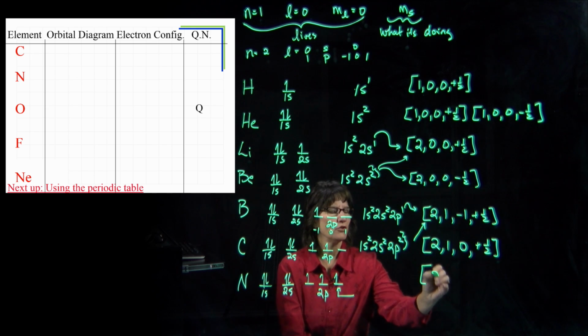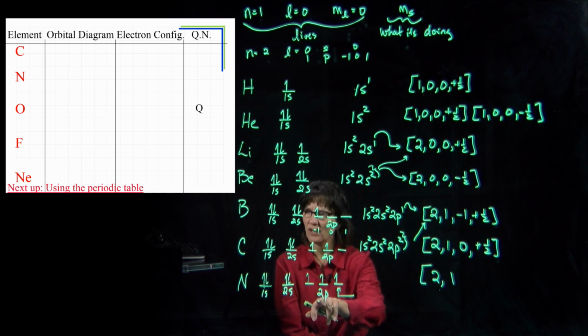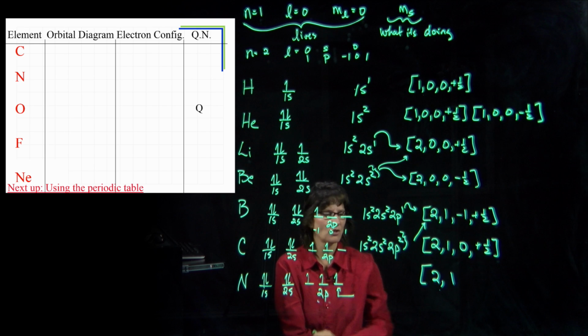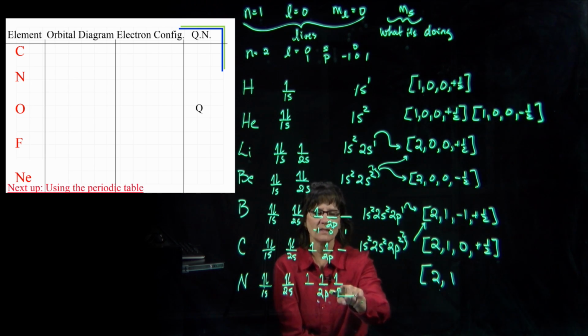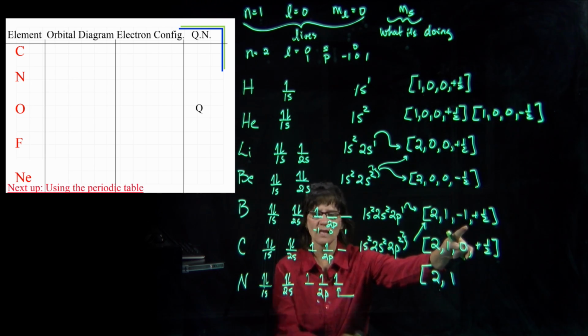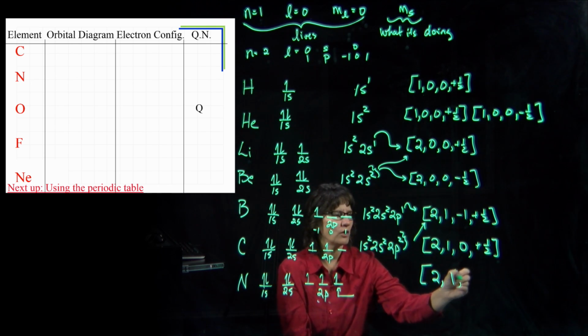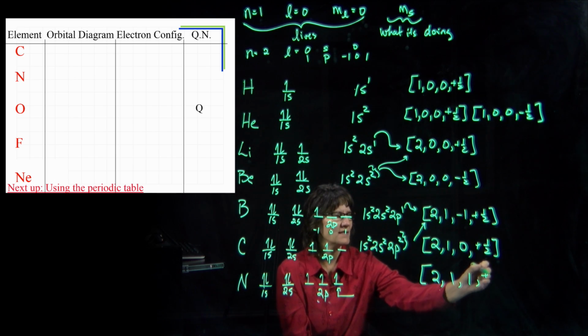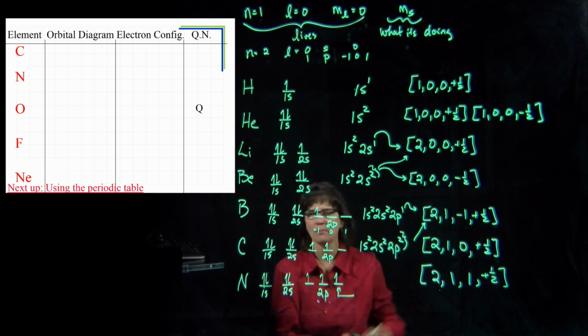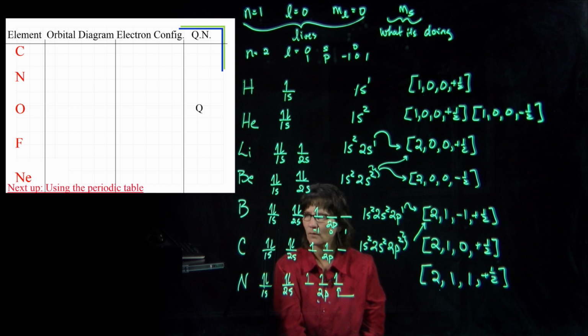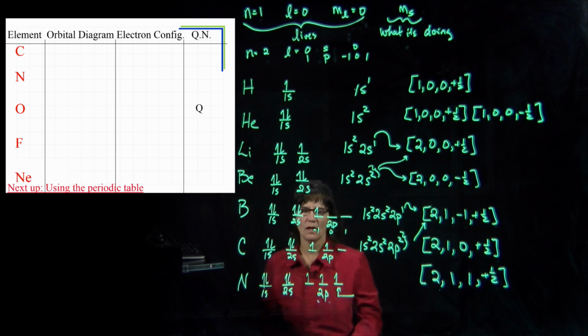It's going to be 2, 1, because it's still in the second shell. It's in the p subshell, 2 and 1, but it's in a different orbital. The first orbital was a -1. The second one was 0. The third one is going to be a +1, but it has to spin in the same direction.